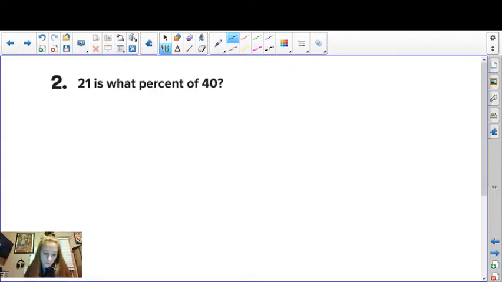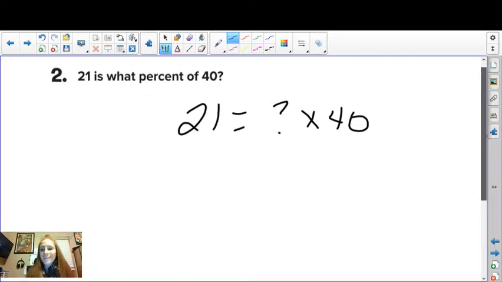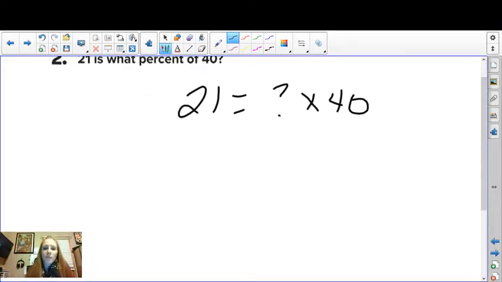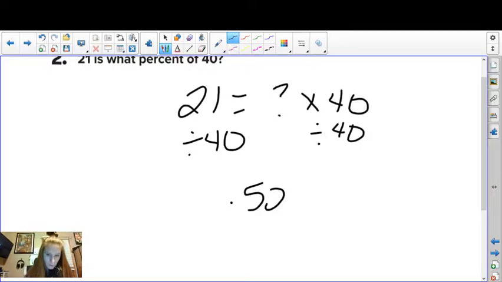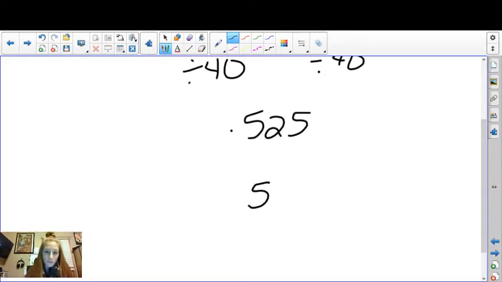All right, now we're going to switch it up. 21 is what percent of 40? So I have my question mark times 40. I need to undo that multiplication to get the question mark. So I'm going to divide both sides by 40. And I get 0.525. And I know as percents, I have to change it back. So that's 52.5%.